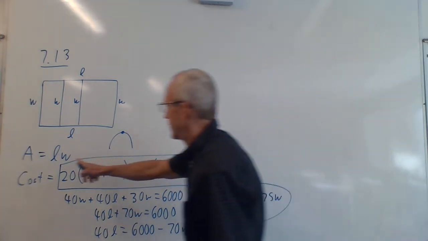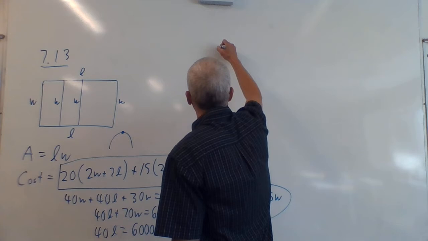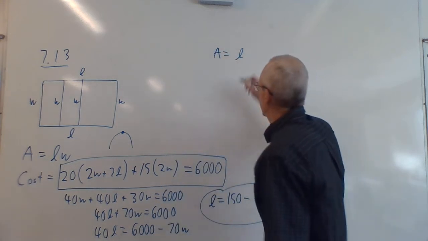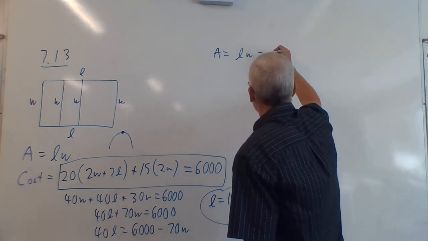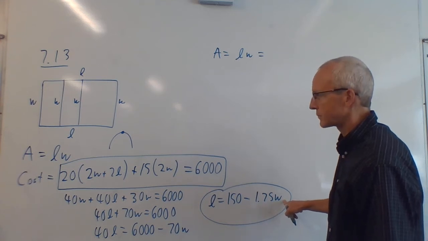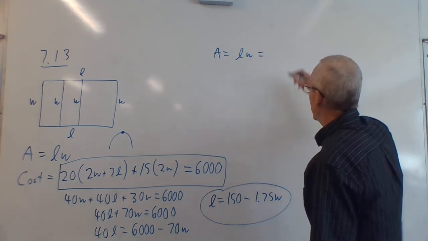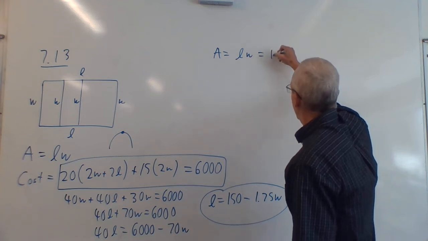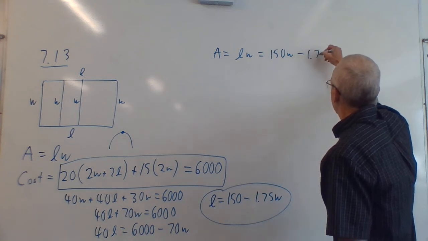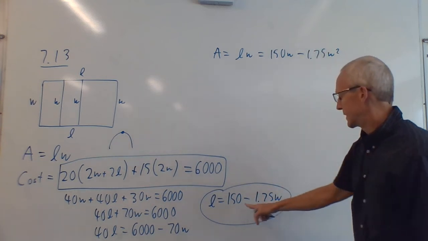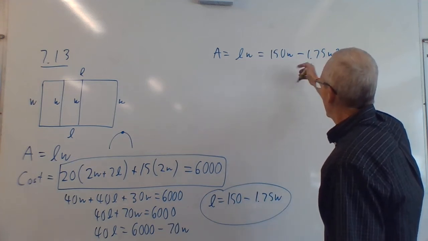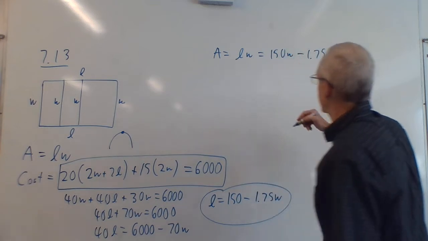Now we plug that in to here. So our area then is L times W, which is equal to this times W. So we just put a W on each side here. So we have area is equal to 150 W minus 1.75 W squared, right? So just length times W, just add a W, 150 W. Okay, so we want to make this, what W makes this the biggest?